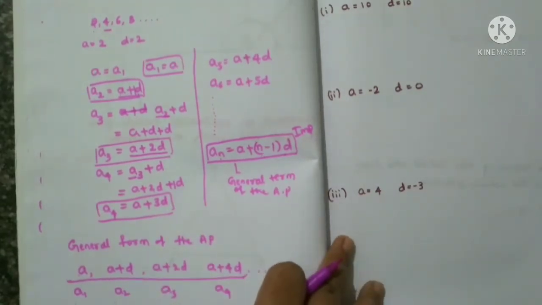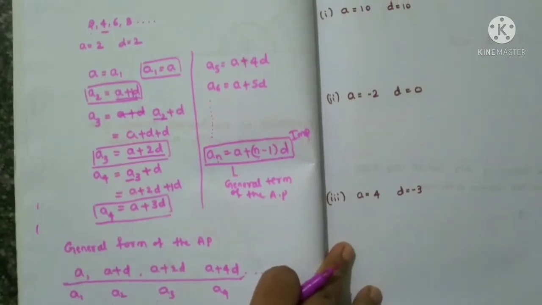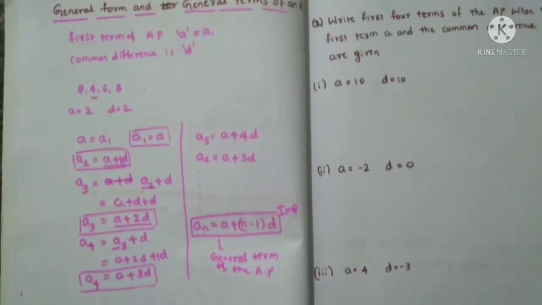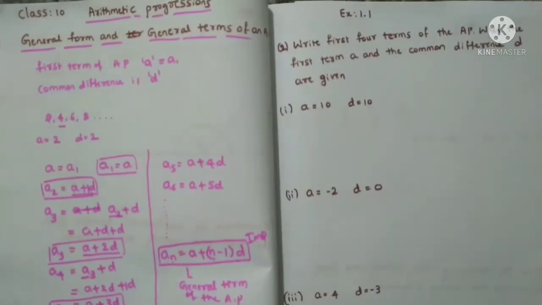Now we are going to do the exercise, first exercise. In that, we will see the second main now. In the first exercise of the arithmetic progression, we will see the second main. In the first main also, some word sums are there. If you want, I'll tell you. In the next video I'll try to explain those.